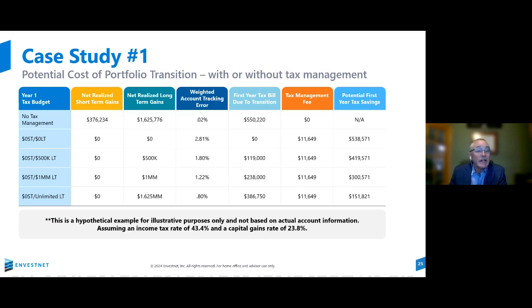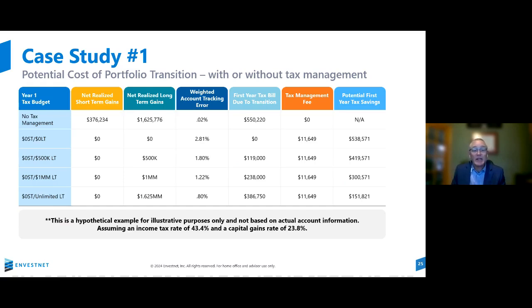And so in this case, they chose this $500,000 long-term capital gains tax budget. They reduced their tracking error pretty significantly, and they reduced their first year tax bill from $550,000 down to $119,000. There is a fee for this service. In this case, it's $11,000. So the overall first year tax savings is over $400,000.